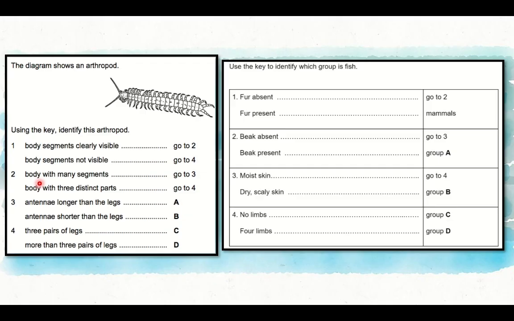Point number 2 says body with many segments. Body with 3 distinct parts. As we can see, yes, the body has many segments. So we have to follow the key. We have to go to point number 3. Point number 3 says antenna longer than the legs. Antenna shorter than the legs. You can see this is the antenna and the sizes of the legs you can see as well. So obviously the antenna is longer than the jointed legs. So it means that antenna longer than the legs, option A is correct.